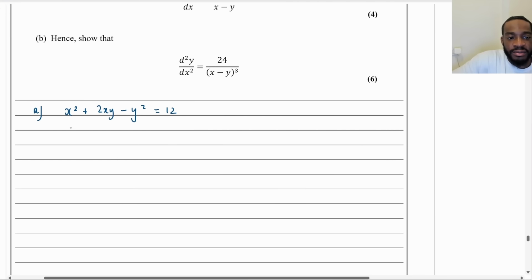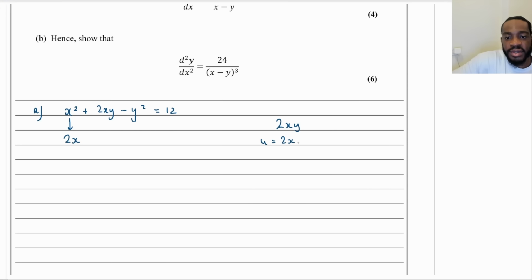So this one is easy. This is just 2x. Now the next one requires the product rule, doesn't it? So let's do that. I'm going to say 2xy here. I'm going to set u equal to 2x, and I'm going to set v equal to y. And then we differentiate both. So u dash is going to equal 2. v dash, remember, we differentiate with respect to x, just becomes dy/dx.